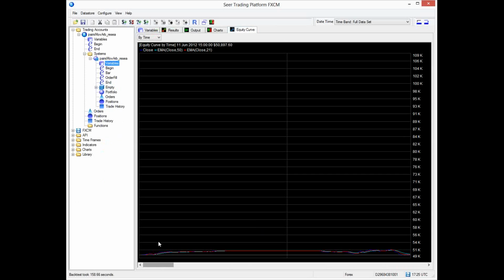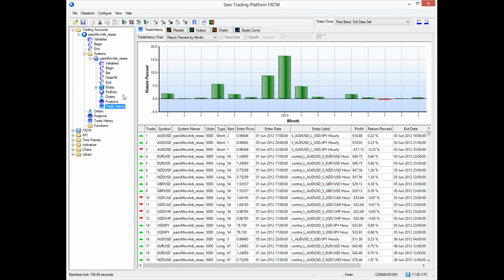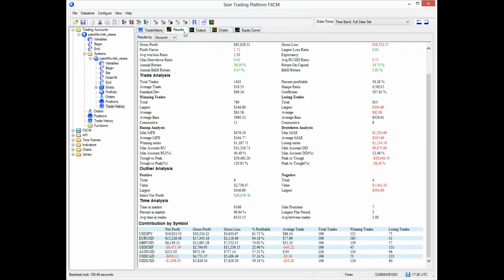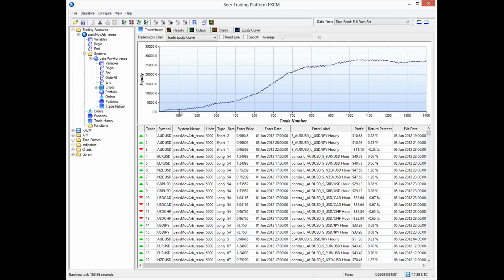The last thing I want to show you is that Seer gives you not only the trade equity curve, but it's very, very important to see the mark-to-market equity curve. And let me show you why. If you look at the trade equity curve, I'll just switch back to that quickly. If you look at the trade equity curve, it doesn't look like there's much of a drawdown, right? But actually, when we look at our results, we can see that the peak to trough drawdown was actually minus 28%. And you ask yourself, that doesn't look right, because look at the trade equity curve. There's no minus 28% over here, right?